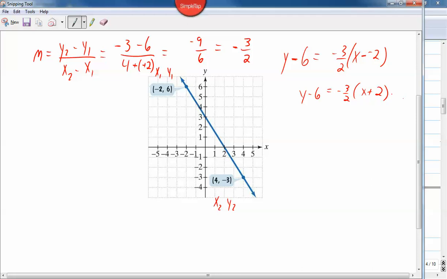Now if I wanted slope-intercept form, then all I need to do is make this y equals. So multiply out the right side. It's going to be negative 3/2 x, and then negative 3/2 times a positive 2. That's going to be negative 6/2 or negative 3. So minus 3. Now solve for y. Get y by itself. Plus 6, plus 6. So y equals negative 3/2 x plus 3.